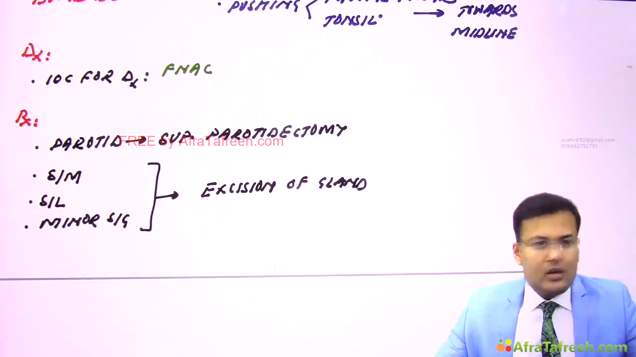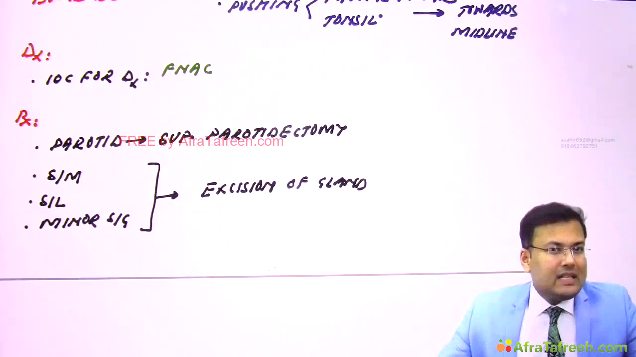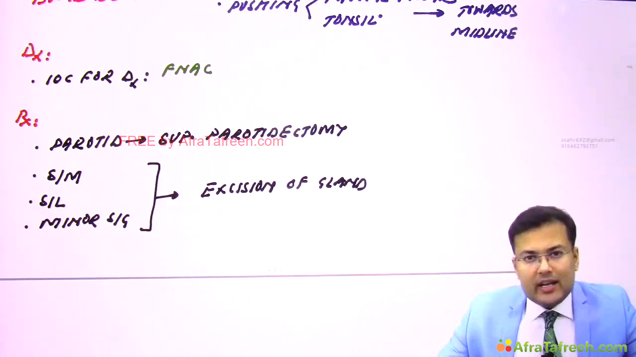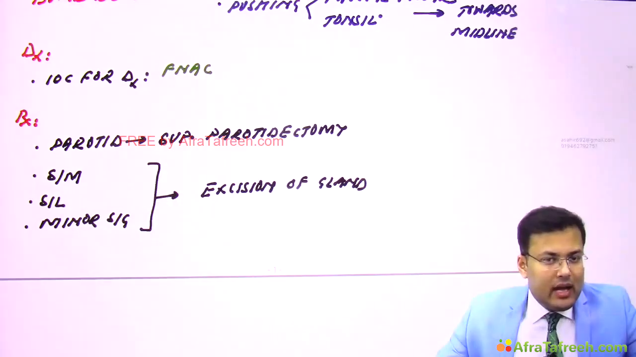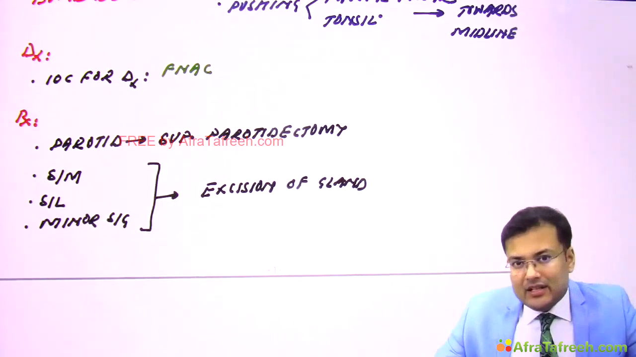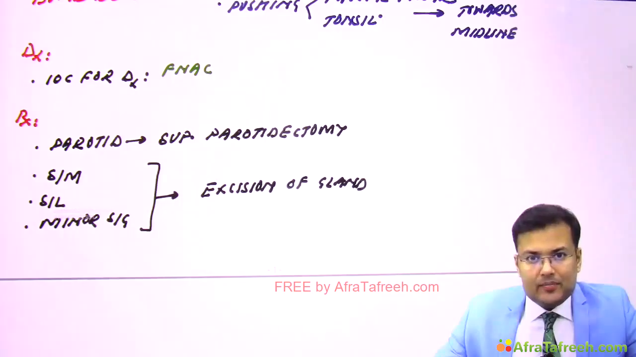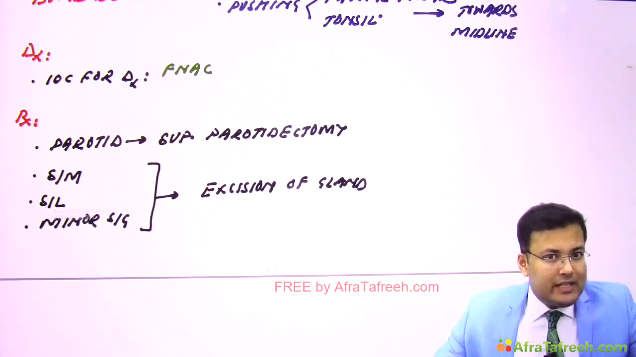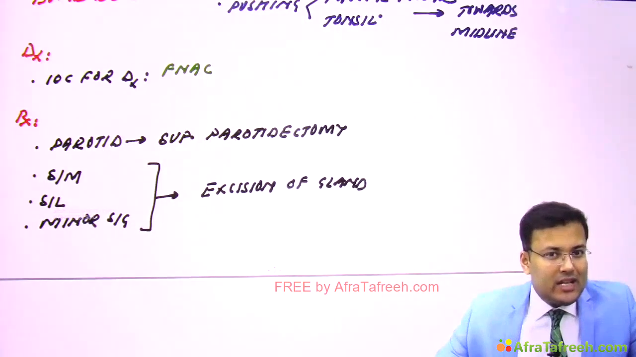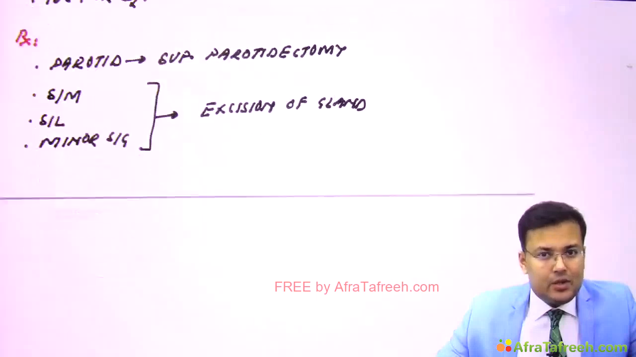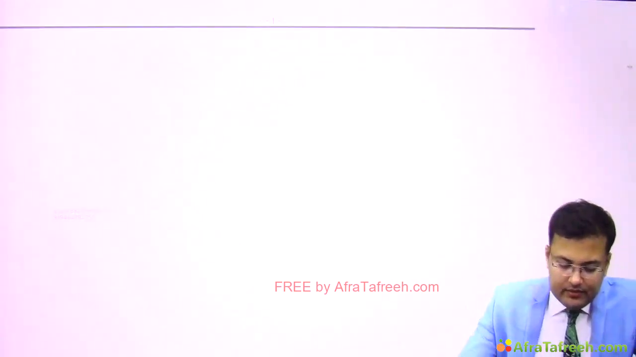Now there are certain complications. Rarely there is malignant change occurring in pleomorphic adenoma. And if there is malignant change in the pleomorphic adenoma, it is known as carcinoma ex pleomorphic adenoma. Pleomorphic adenoma is known as mixed tumor. So if there is malignancy, this is known as malignant mixed tumor. So what are the complications?